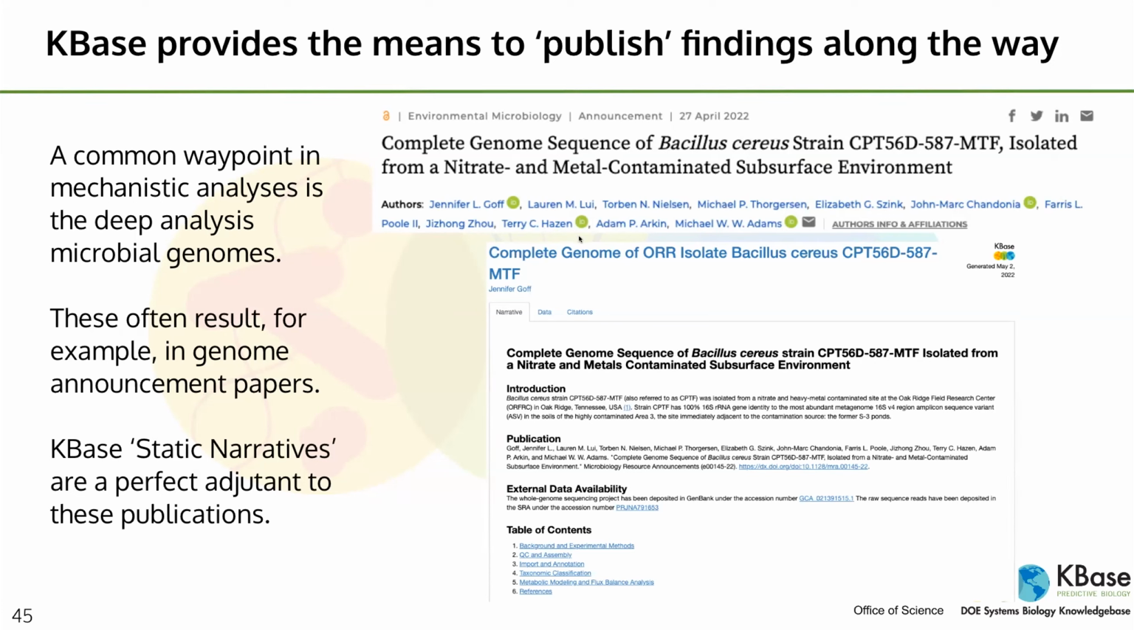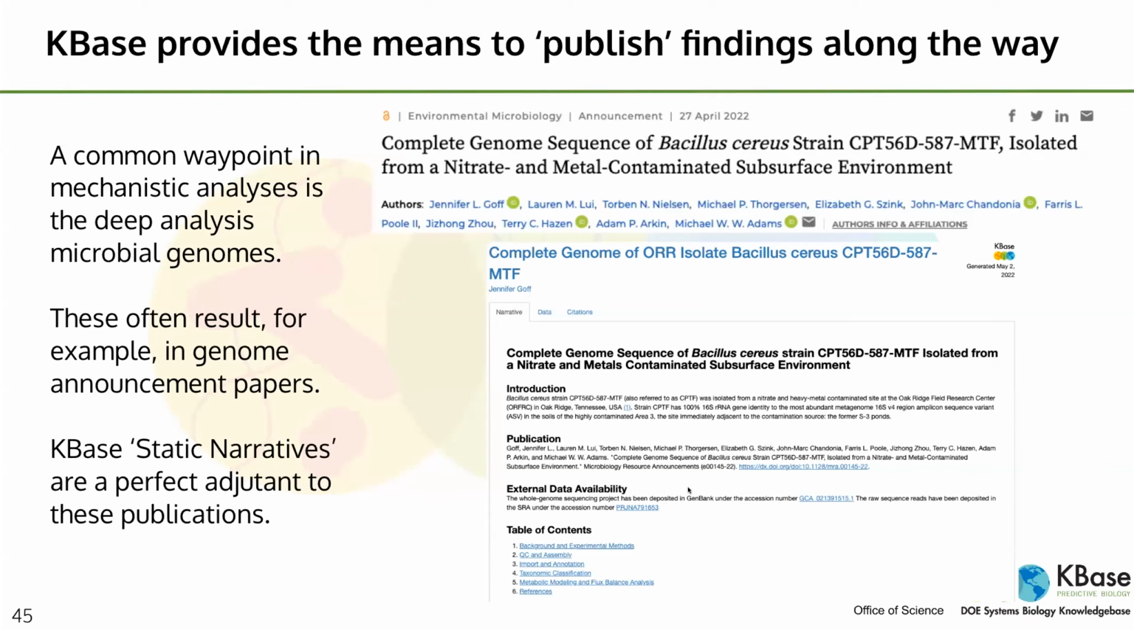This is an example of that, where Jennifer Goff, who's at the Michael Adams lab at Georgia Tech, who's part of Enigma, made a static narrative where she did all this beautiful analysis, including genome assembly and quality assessment. She annotated them, she did classification with taxonomy, she did a metabolic analysis and put it into taxonomic context with other members of this clade, back to the serious strain. Did some pangenomics on it, and also did metabolic modeling and flux balance analysis to show what its specialized capabilities were.